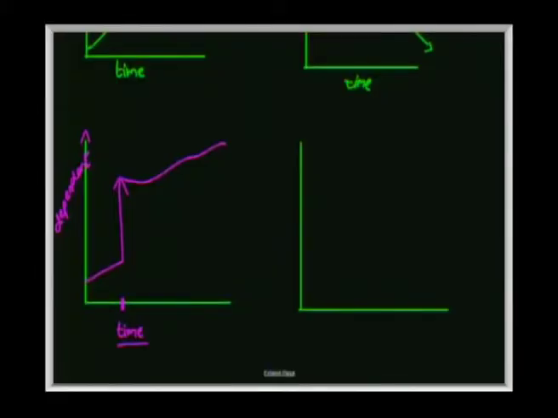Now let's look at our second scenario where we have a horizontal line. Actually, I'm going to change that.